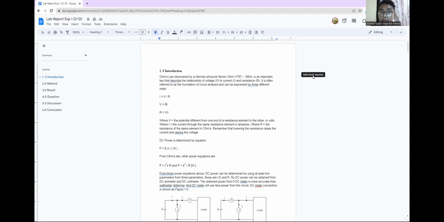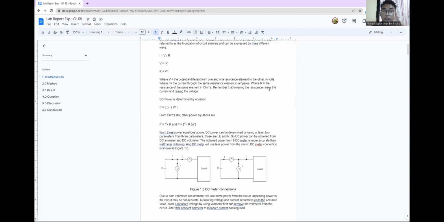DC power is determined by the equation P equal to E multiplied by I. For Ohm's law, the power equations are P equal to I squared multiplied by R, and P equal to E squared over R. From the three power equations above, DC power can be determined by using at least two parameters from the three parameters. Those are I, E, and R.